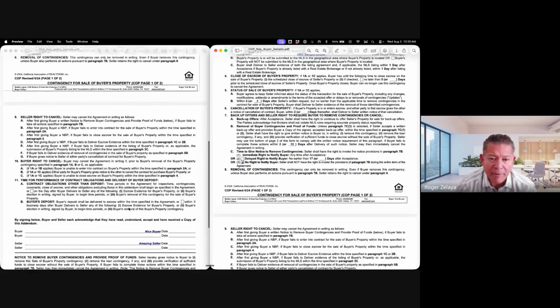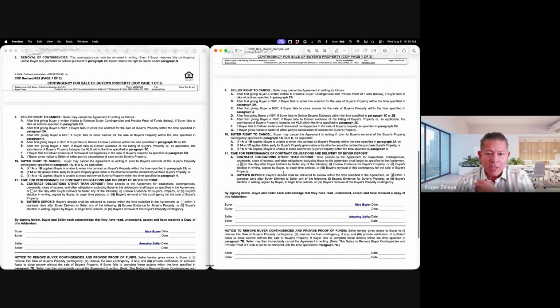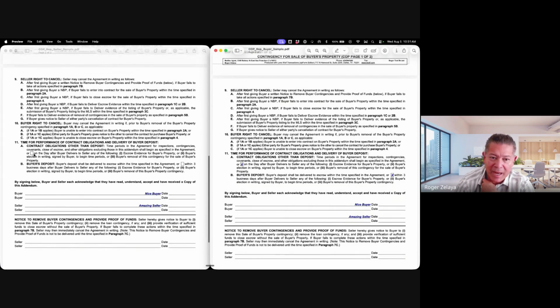But everything really matters. Look at number 11, which is the time for performance of contract obligations and delivery of buyer's deposit. As the buyer's agent, I want the box checked for the day after the buyer delivers to the seller any of the following: escrow evidence, or the buyer's election in writing signed by the buyer to begin time periods. As a listing agent, I don't want that box checked because I want the timelines to start now.